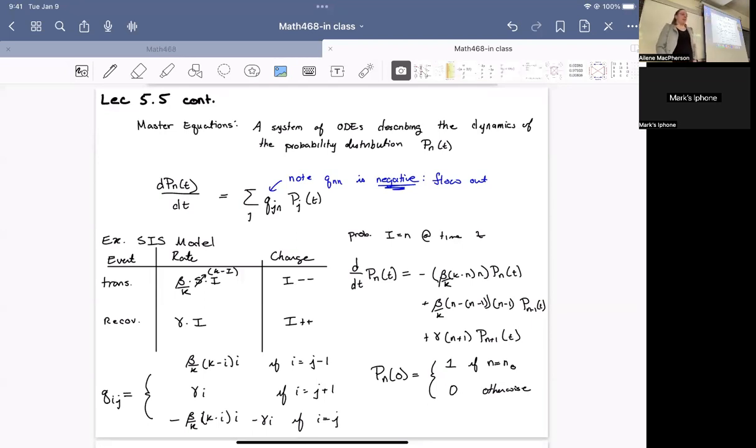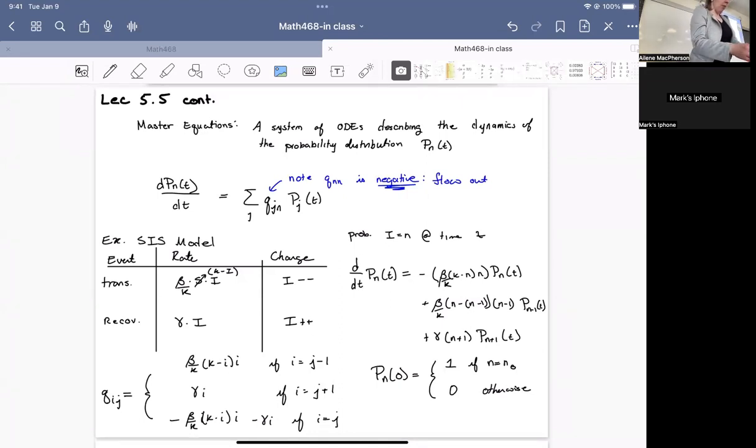So first of all, let's think about what master equations are. If you get one thing out of master equations, I want you to remember what they are. They are a system of ODEs that describe the dynamics of the probability distribution. So if you have 100 different states in your state space of your discrete probability distribution, you're going to have 100 master equations and so forth. So you have one master equation per discrete probability category.